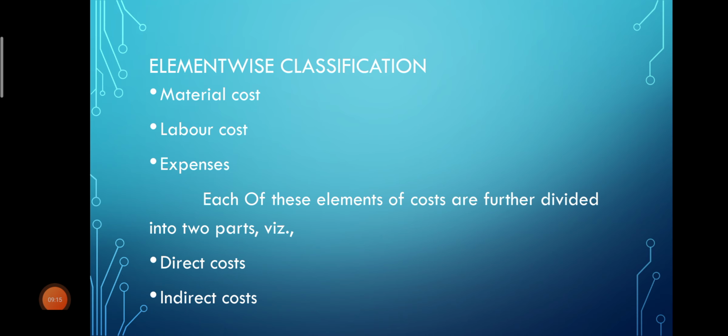Next is indirect expenses. What are indirect expenses? These are the expenses which are not specifically incurred for the product. Such expenses will be called indirect expenses. Examples are printing and stationery, telephone, rent, insurance, depreciation. These are expenses which are not incurred directly for the production of goods and services.